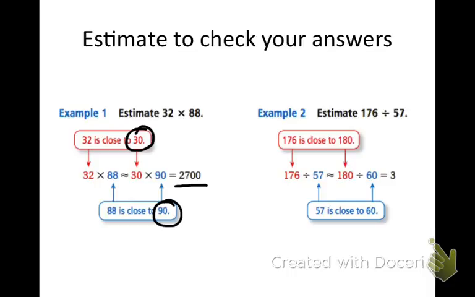If I'm going too fast, go ahead and hit pause, write down your notes, and then hit play when you're ready to move on. Sorry about that. So example 2, I want to estimate 176 divided by 57. I know 180 is close to 176. I know 60 is close to 57. 180 divided by 60 is 3.